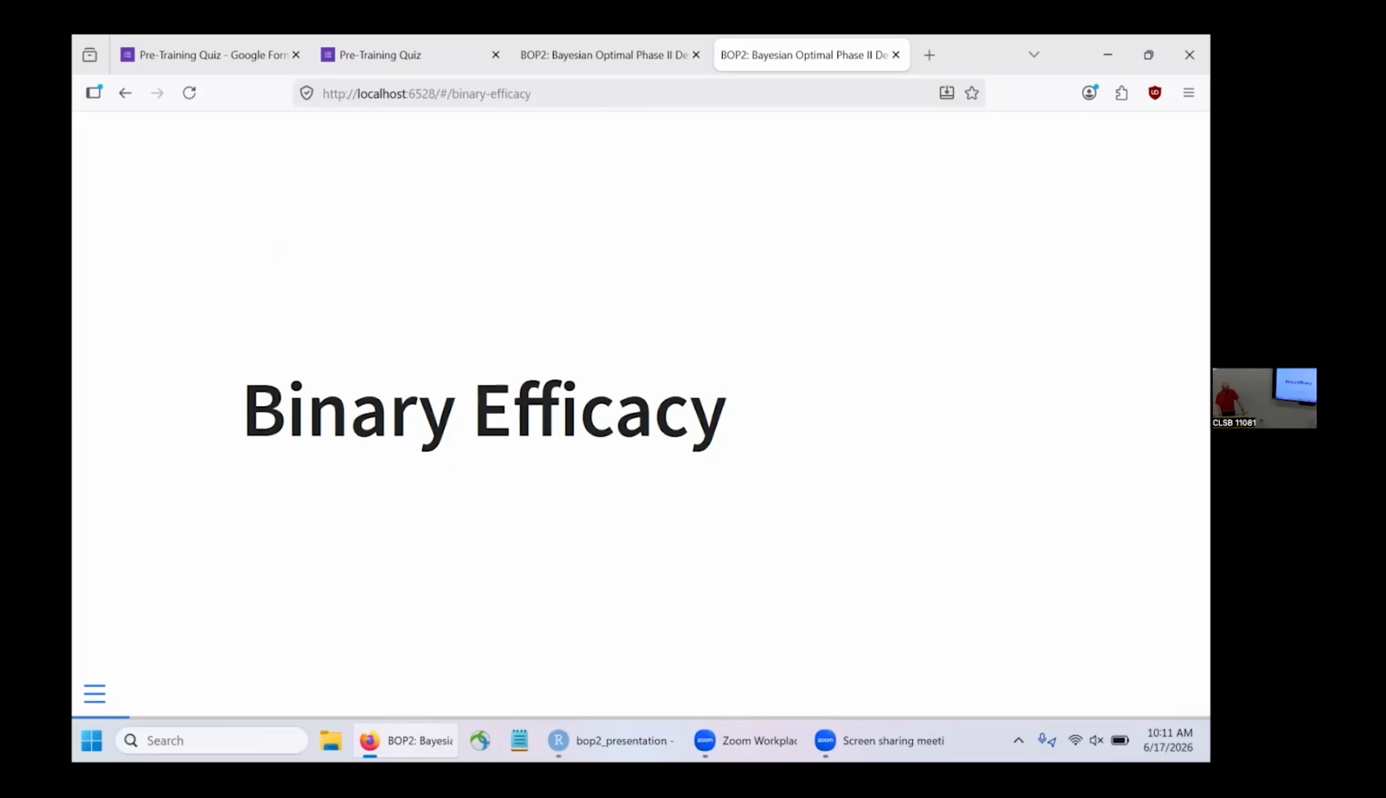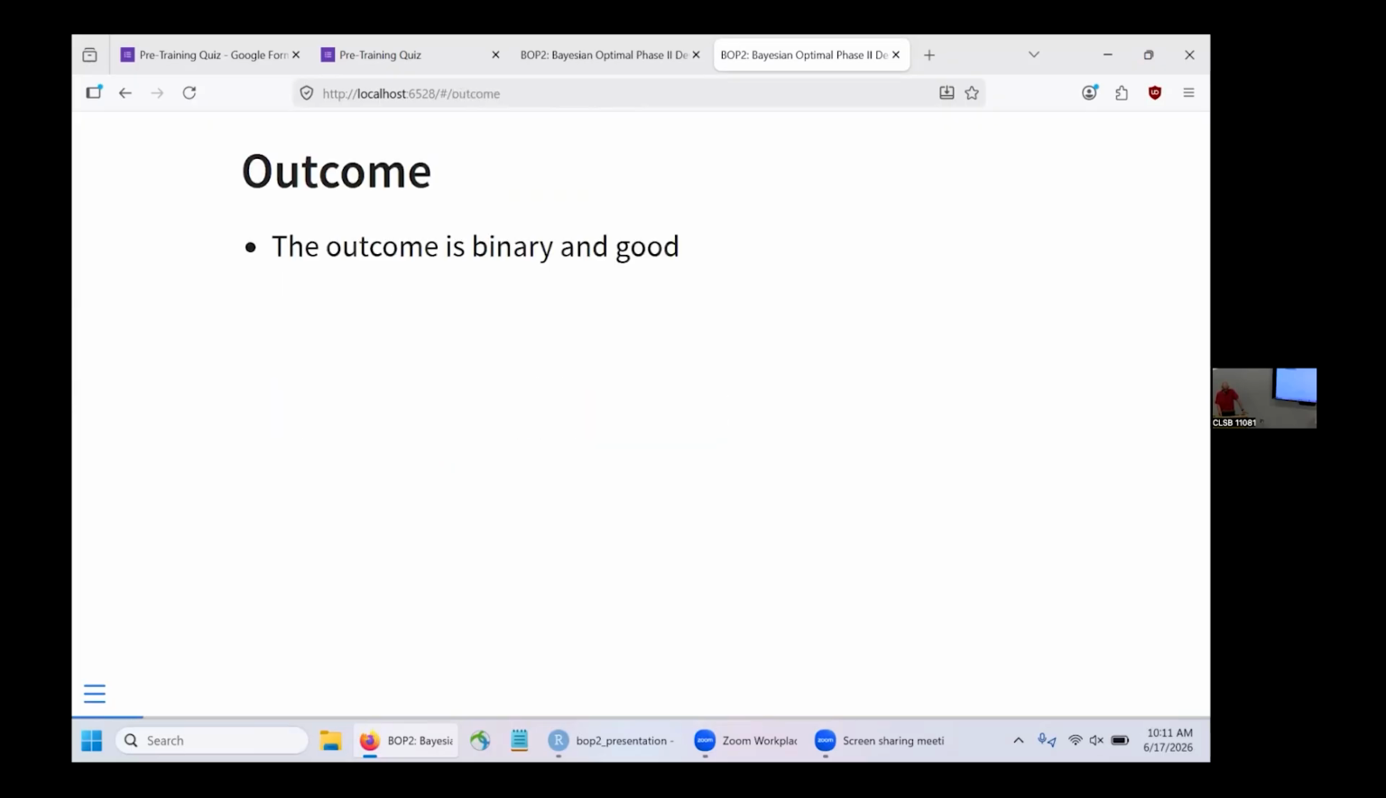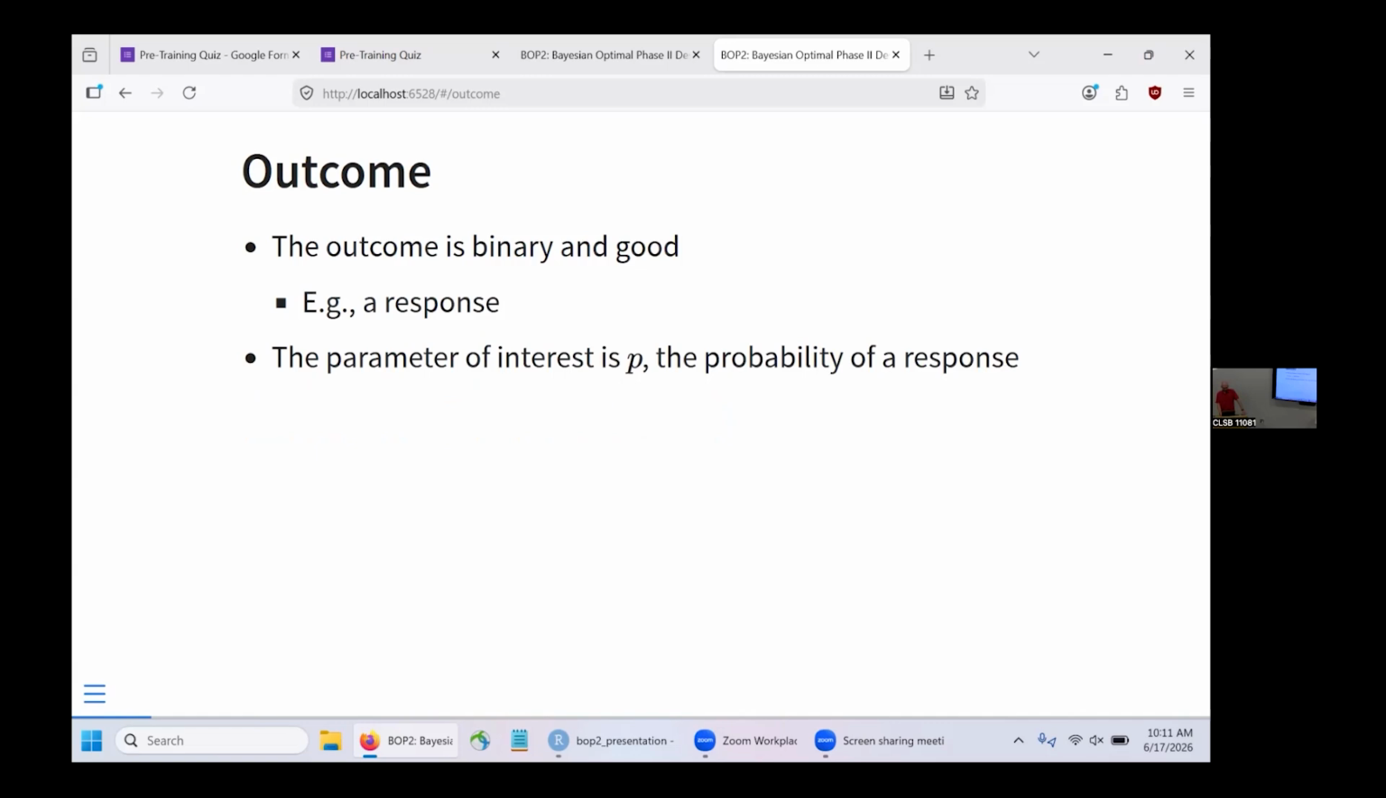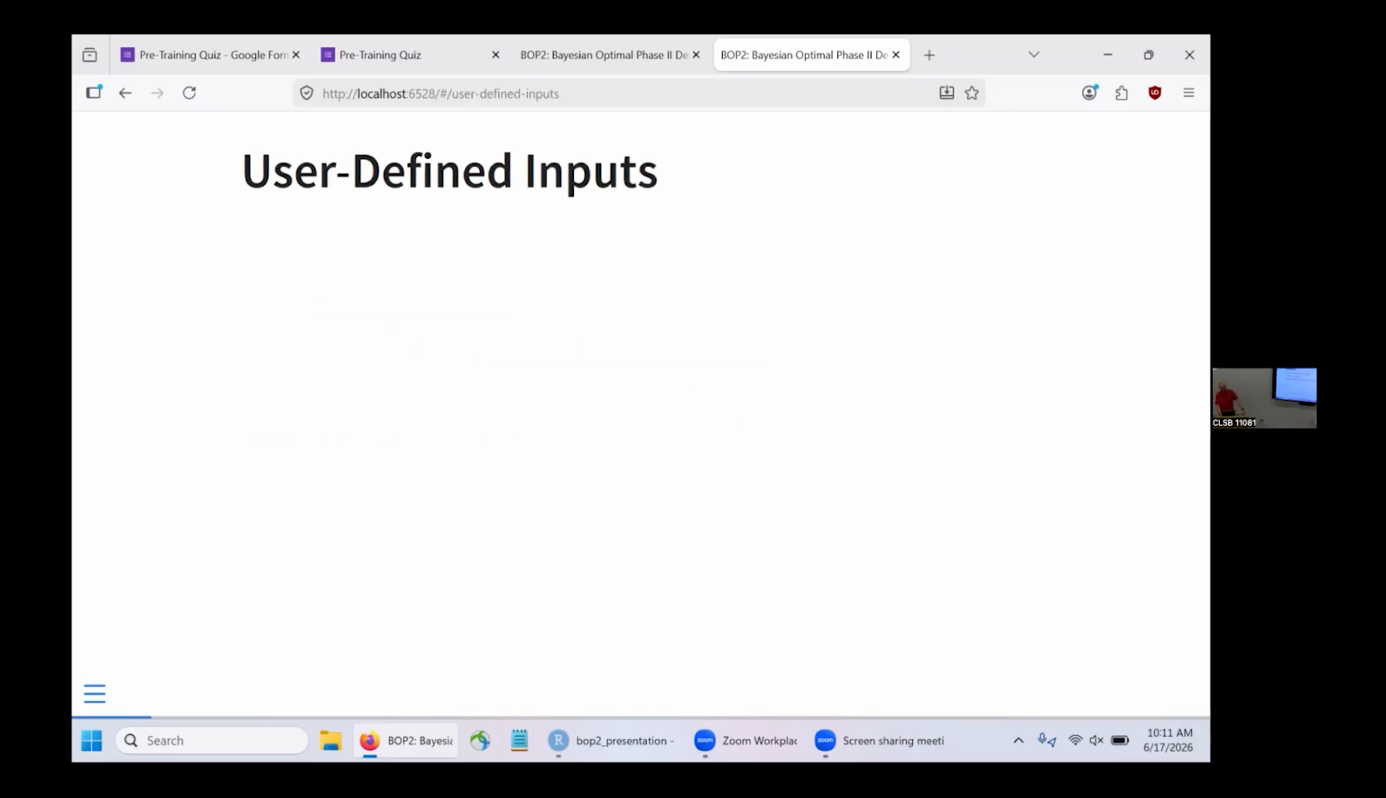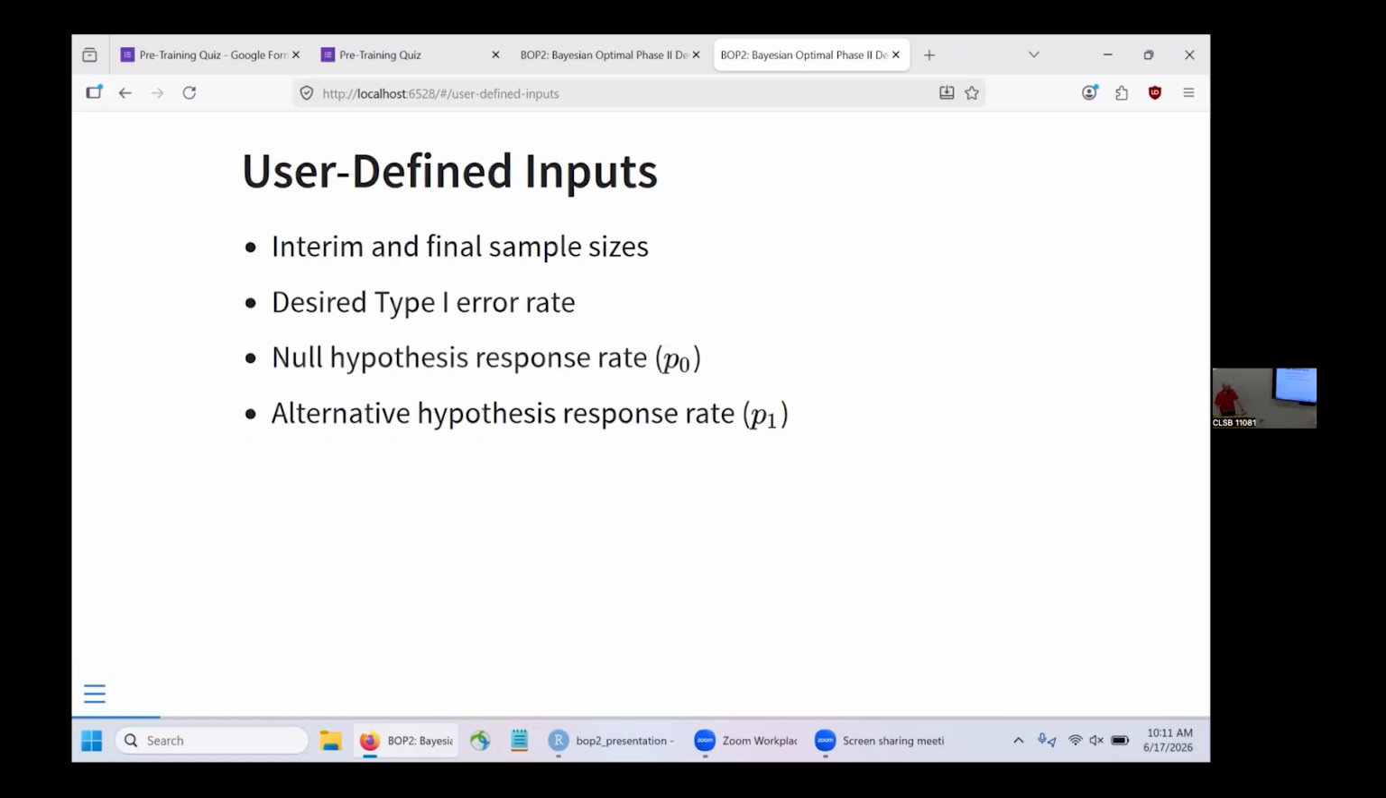Okay, so let's dive into our first endpoint. The outcome we're going to assume is binary and good. I'm going to use the word response just to refer to this binary outcome. So the parameter of interest is P, which is the probability of a response. So this is what we're focusing on, P, probability of response. There are certain user-defined inputs that you will have to provide. You will have to provide the interim and final sample sizes, the desired type 1 error rate, the null hypothesis response rate, alternative hypothesis response rate, and a prior within certain constraints. And I will tell you all about those constraints in a moment.